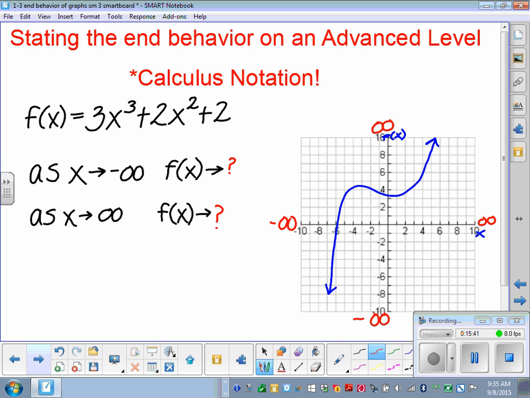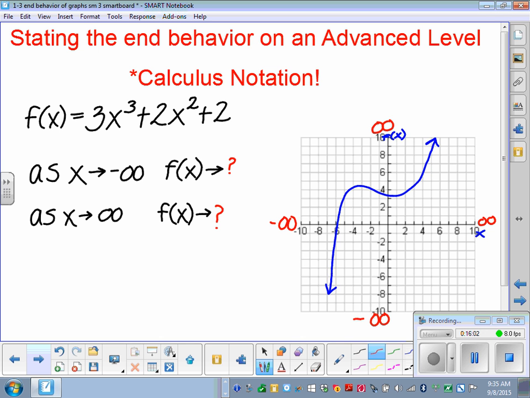What's the end behavior? So it could be worded one of two ways. Now on an ACT or on an end of level, they expect secondary 3 to be able to word it. Besides up and up, they want you to be able to word it in this kind of notation. So I call it calculus notation. Don't let the word calculus scare you though. I'm going to go through it with you and it will make sense. Domain and range made sense to you guys, right? So this will make sense to you.